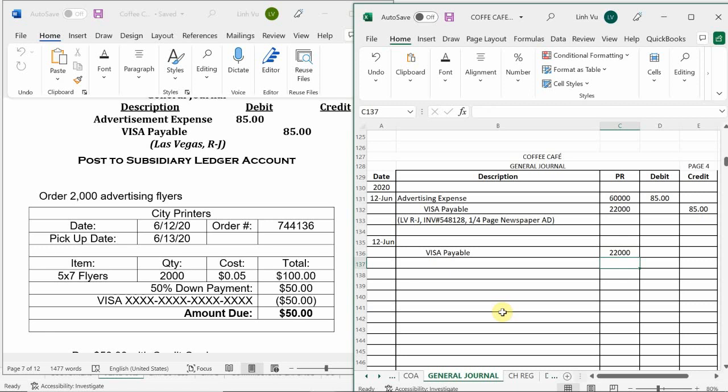Now here's a question to you. Did I actually pick up all 2,000 flyers? No, I can't pick them up until tomorrow, right? So I don't technically have advertising expense, but what did I pay for? The down payment. You paid for a down payment. Now, if you remember from the last couple transactions that we've been doing from week 1 or week 2, what account would I use for a down payment?